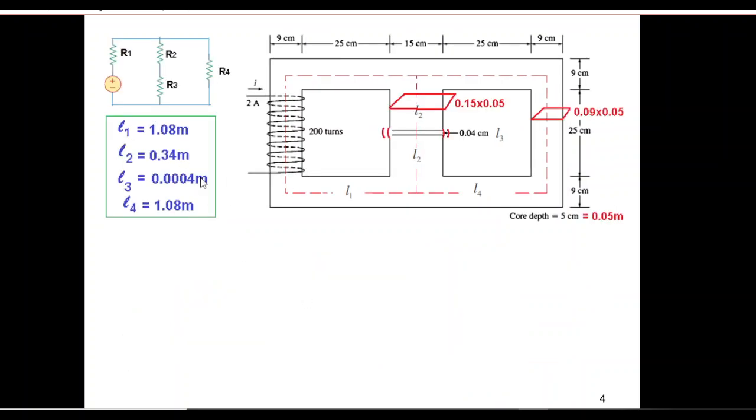Note it down here. Now we need to calculate the areas. So I've just drawn it here. You can see this is 9 centimeter and the depth is 5 all the way for the whole circuit. So this area will be, in terms of meter, 0.09 multiplied by 0.05, converting centimeter into meter. So this is one area.